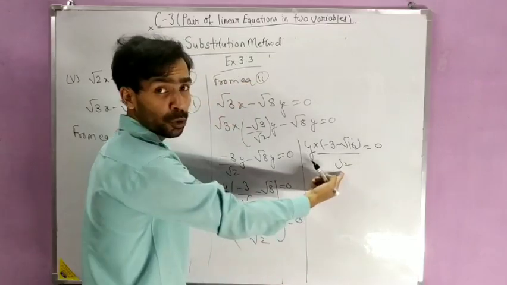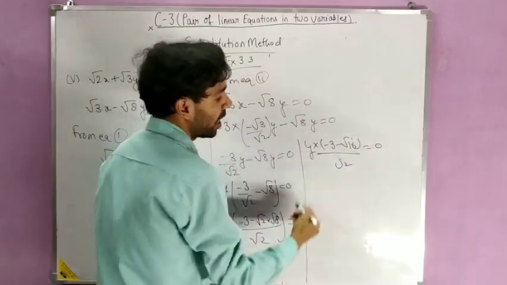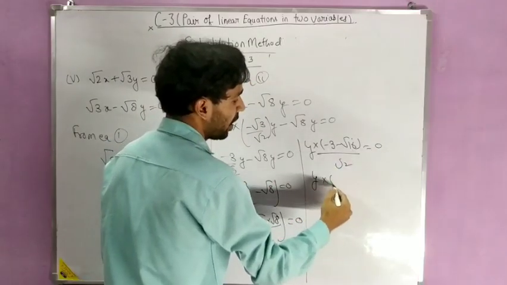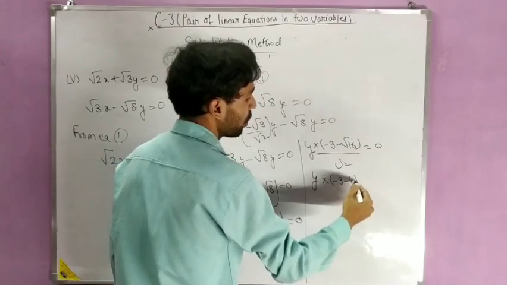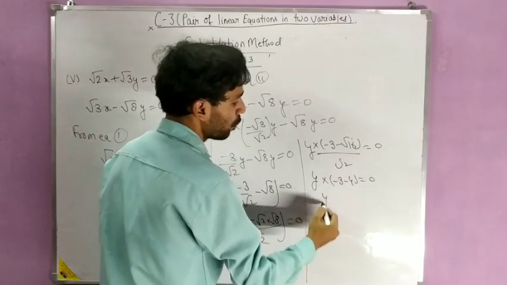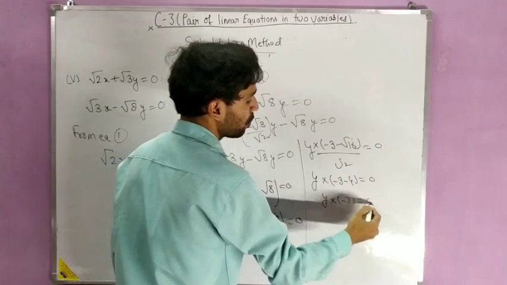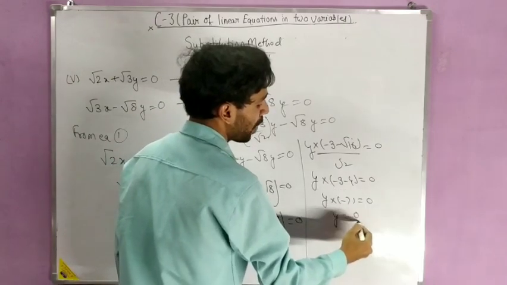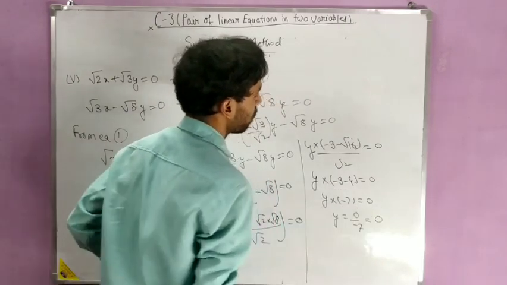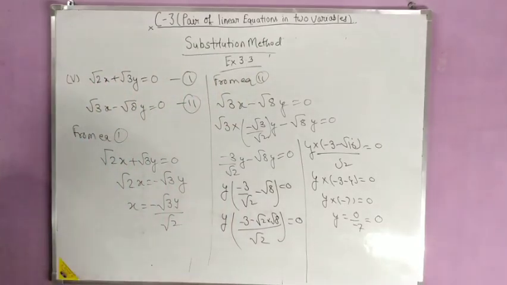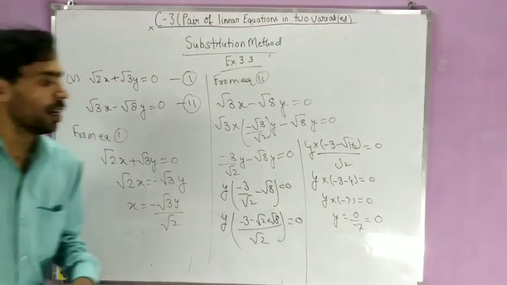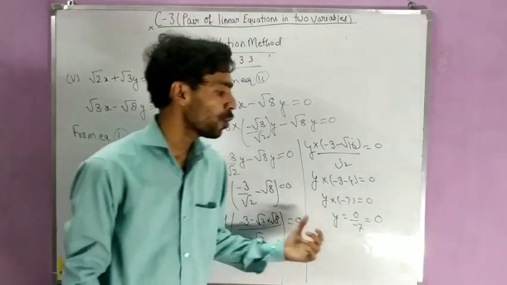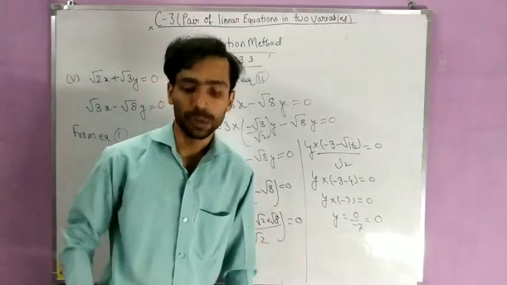Now when root 2 is multiplied to this side, it will be 0. So here it will be minus 3 minus 4 equal to 0. So minus 7y equal to 0. So y equal to 0 by minus 7, that is 0. Okay. So student, after solving we got the value of y which is equal to 0.